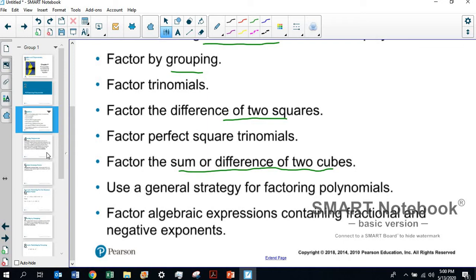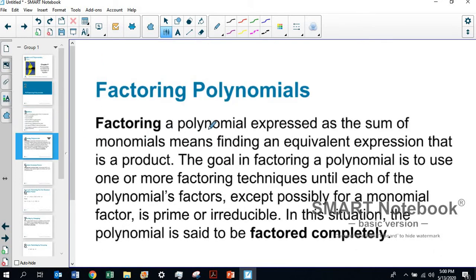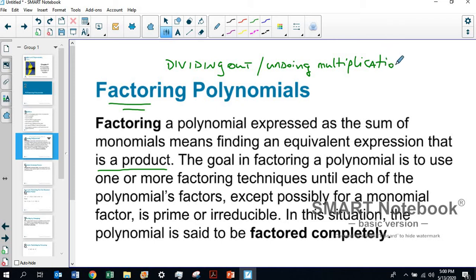These are the more basic ones, the things you probably remember from your previous algebra classes. But let's go through it anyway. When we're factoring, it simply means that we are trying to rewrite an equivalent expression as a product. Factoring is really dividing out, or undoing, a multiplication process, either a distributive process or a FOIL process.